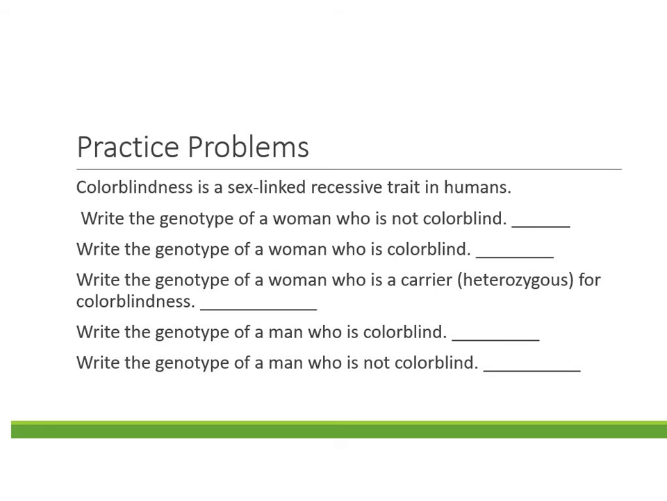Okay, let's do another practice problem. This time we're just going to get used to writing genotypes. We'll use the same codes as we used on the previous problem. So this time, let's write the genotype of a woman who is not colorblind. So if she's a woman or a female, what are her two main letters going to be? Okay, she's going to be XX. And what superscript represents normal? Okay, so she's going to be X to the capital B and X to the capital B.